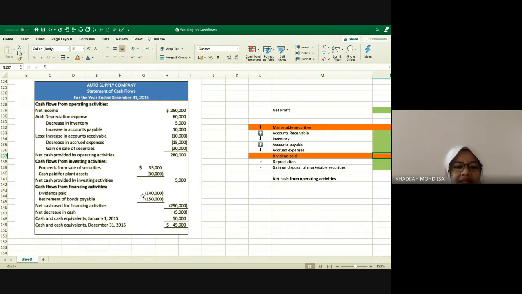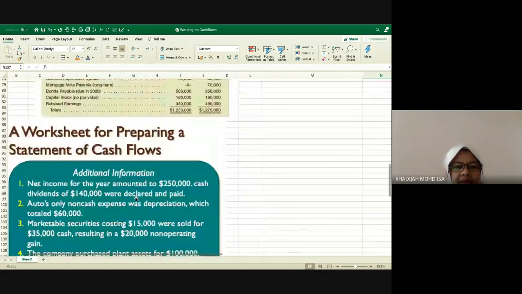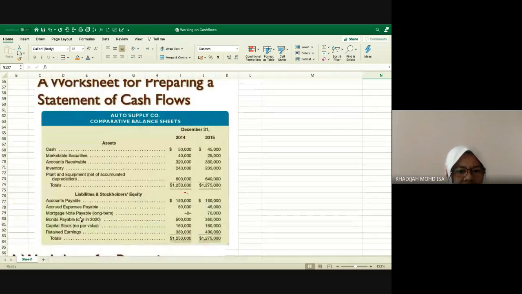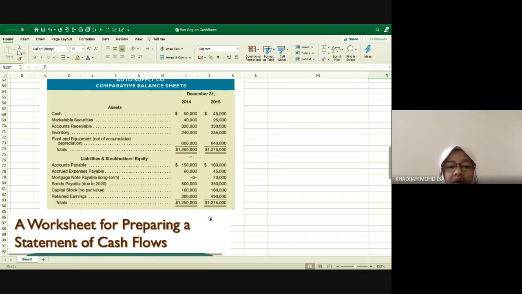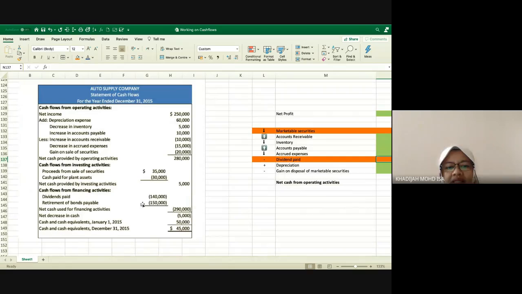And then dividend paid is 140,000. Retirement of bonds payable. So where do you pay that 150,000? It's not mentioned here. It could be mentioned somewhere else. Oh, here you see 2014 you have a bonds payable of 500,000, but then 2015 the balance is only 350,000. So you pay out, means that there's a difference there. It means that you pay out part of your bond payable. So you pay 150,000, so there's a cash outflow. So total cash outflow from financing is 290,000.